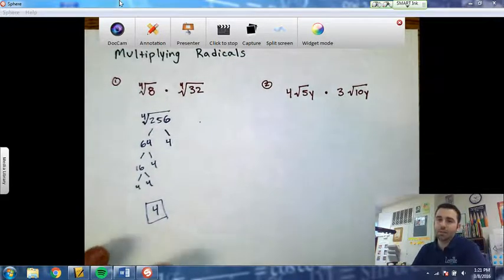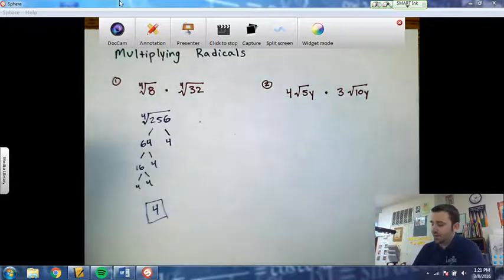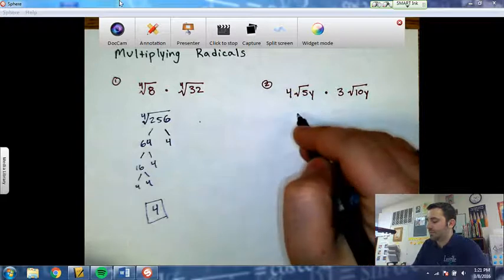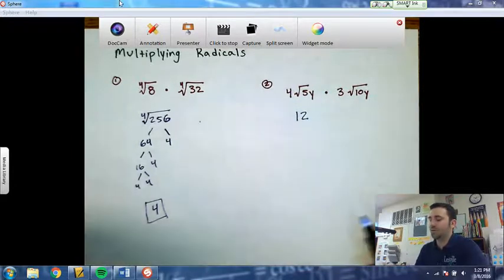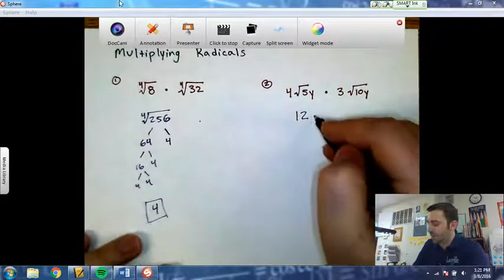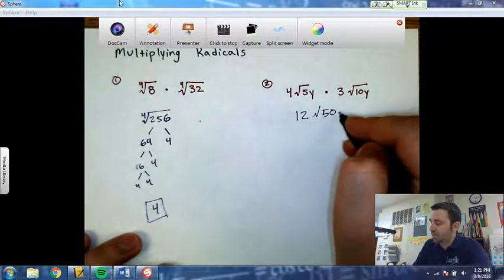Number 2, so now looking, we still need to check the indexes. The indexes are, in this case, 2. So let's go ahead and go straight into multiplying. 4 times 3 would give us the 12. And so important to note, we can multiply the coefficients and multiply the radicals and then simplify. 5 times 10 would be 50, and y times y would be y squared.